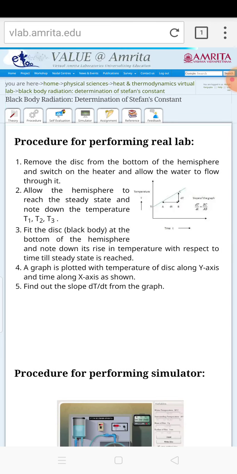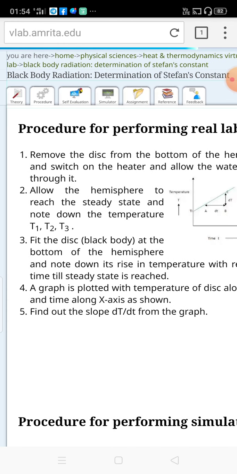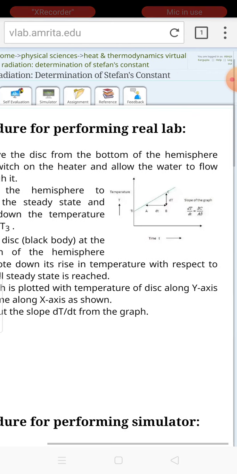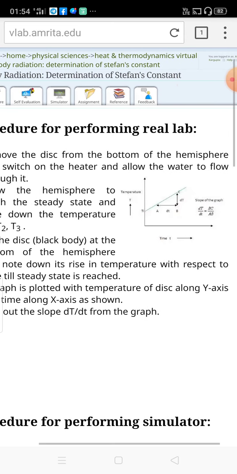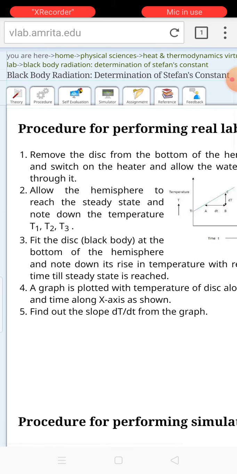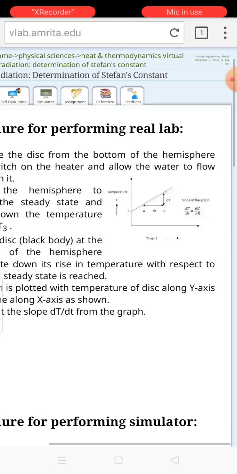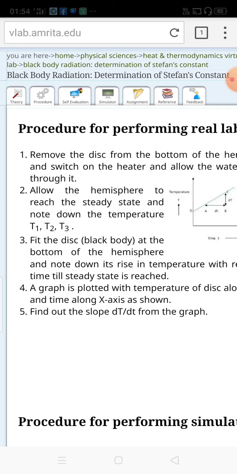Now move on straightaway towards the procedure. Although we have completed our tasks, it is better to learn the procedure from the chart. Procedure for performing the experiment in real life: remove the disc from the bottom of the hemisphere, switch on the heater and allow the water to flow through it. Allow the hemisphere to reach the steady state and note down the temperatures T1, T2, T3. Fit the disc, the black body, at the bottom of the hemisphere and note down its rise in temperature with respect to time till steady state is reached. That we have seen in the earlier case.